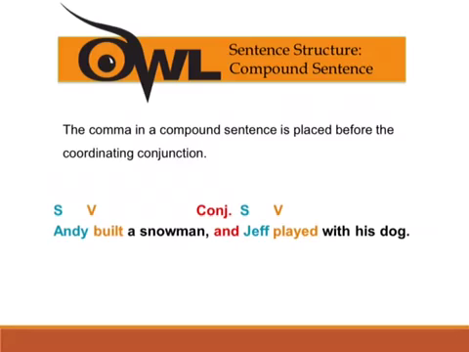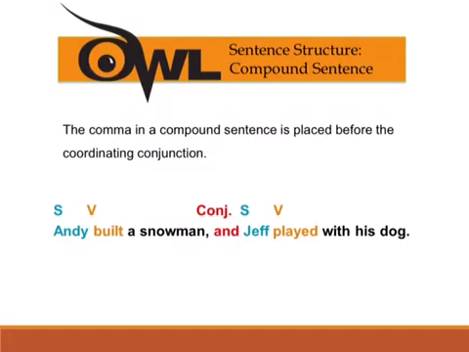So this is a very important comma rule. The comma in a compound sentence is placed before the coordinating conjunction. Remember that coordinating conjunctions are those things that we also call FANBOYS: for, and, nor, but, so, etc. So here we have: Andy built a snowman, and Jeff played with his dog. The comma goes before the coordinating conjunction.